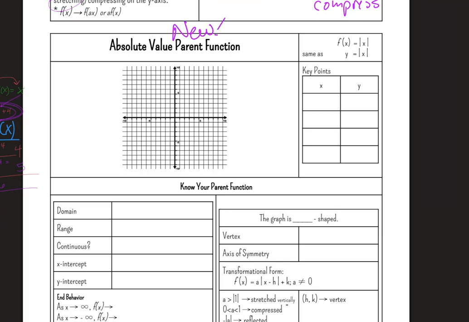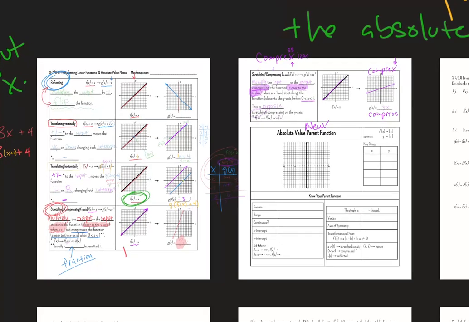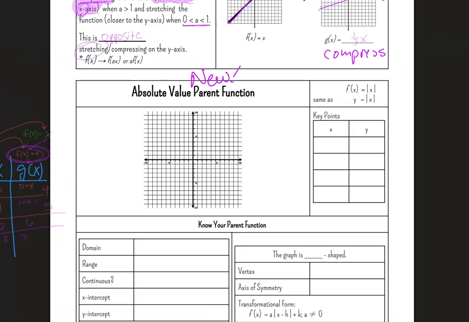Yay. So if your brain is full from those notes, why don't you take a break? I'm going to hit pause so you can take a break. Okay, here comes part 2.